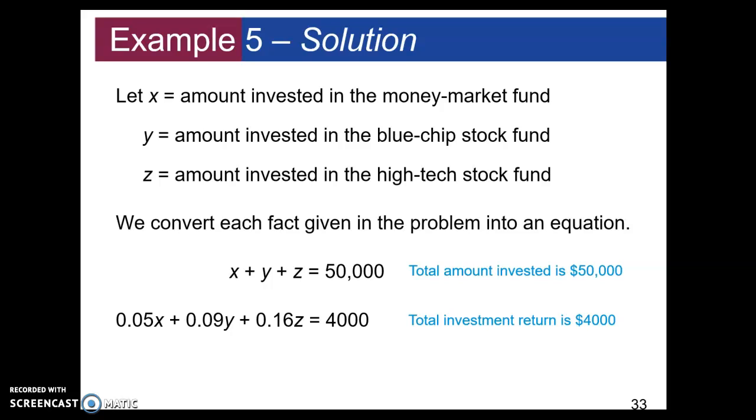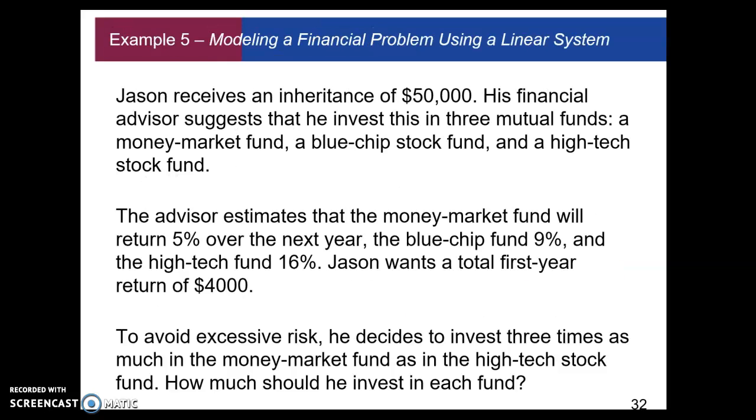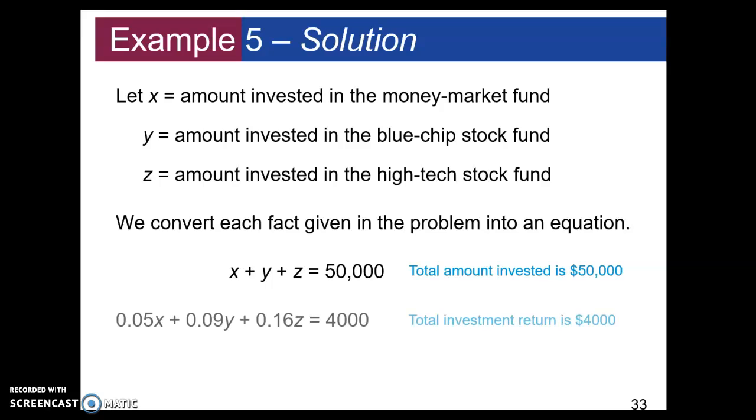The third equation comes from knowing that, if we come back here again, he decides to invest 3 times as much in the money market as in the high tech. So the money market is X. He wants to put 3 times Z in that account. Therefore, X has to equal 3Z. There's our third equation in our system.